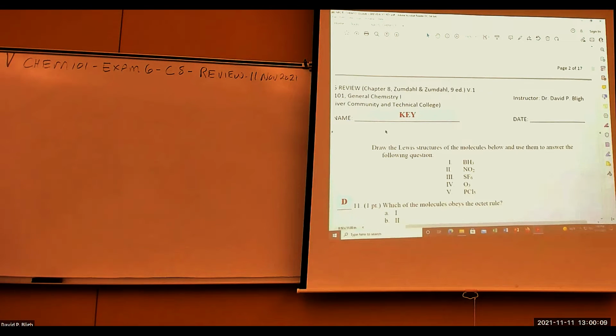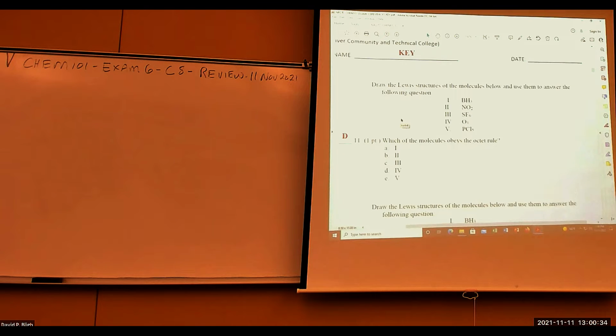Okay, let's see, I'm gonna do 10. The reason I didn't stop on 10 is because it's saying the same thing a different way. 9 says the strongest bond, and 10 says the greatest bond energy. It's just another way of saying the same thing. So 10's got the same answer.